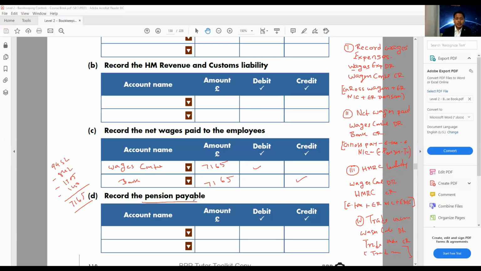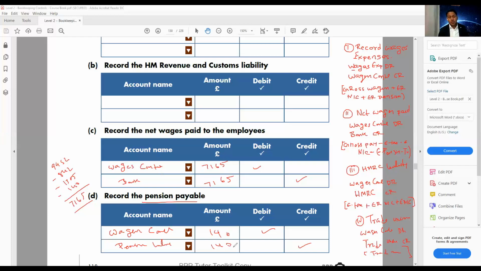And how much the amount will be depends on how many types of pension we have. Remember, if you have only employee's pension, take only employee. If we have employee plus employer, take both. If the question gives us both, we'll take both. If the question gives us only one, we take only one. So you're going to say wages control and pension liability. Debit, credit, amount is 140. Very well done, Abdul. 140. That's it. So you can see this for the journal.